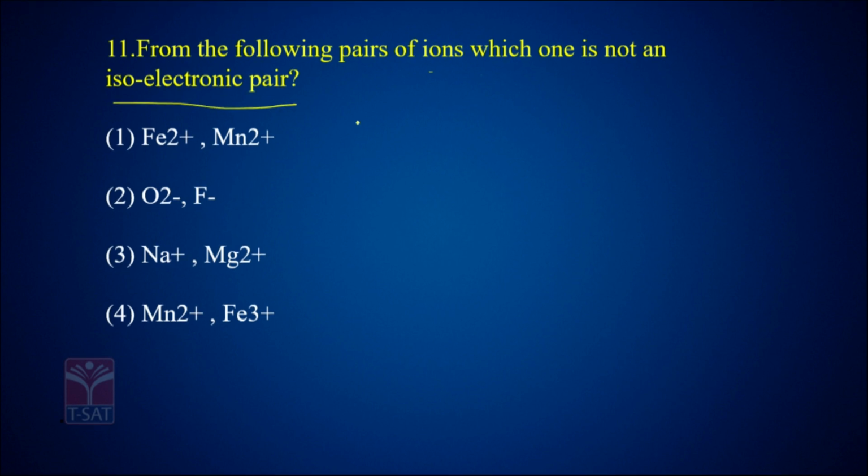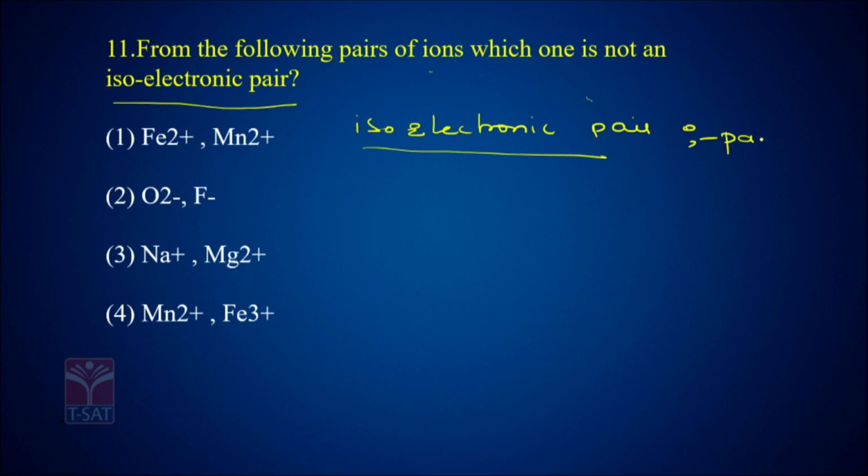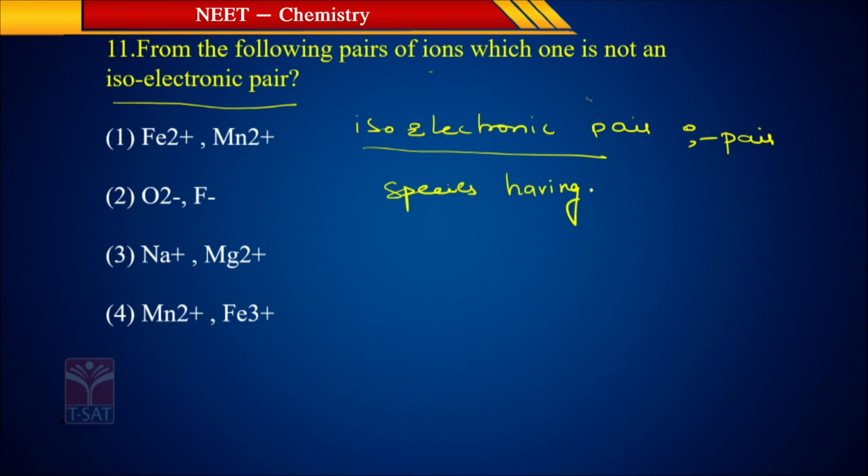Isoelectronic pair means what? This question is from atomic structure. Isoelectronic pair means a pair of species which have the same number of electrons. A pair of species having the same number of electrons are called isoelectronic species.